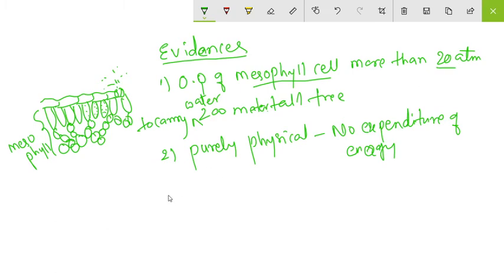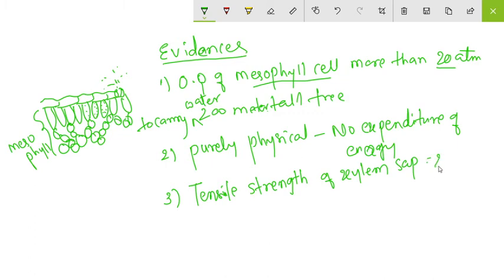Then the third evidence, the tensile strength of xylem sap. Xylem sap means the water which is present in the xylem cavity. So this tensile strength of the xylem sap is near about 25 to 300 atmosphere. So what is meant by the tensile strength? The tensile strength means it is the ability of the material to resist the tearing.